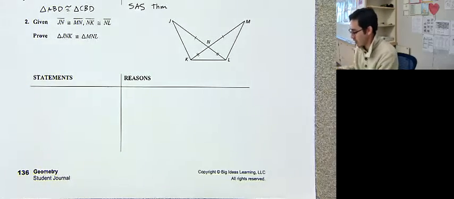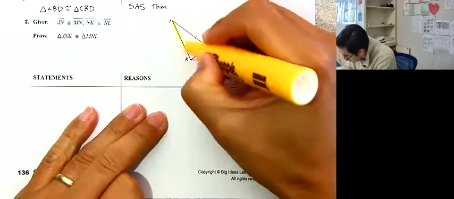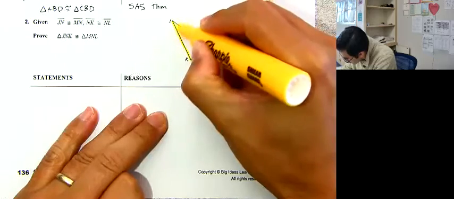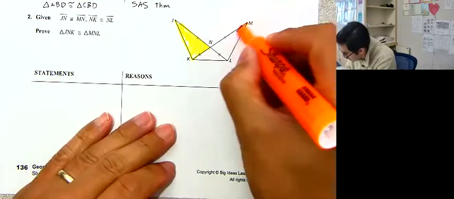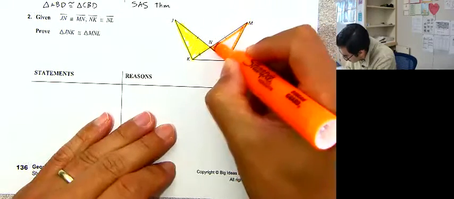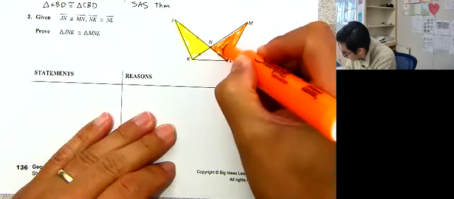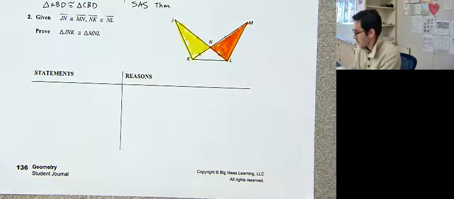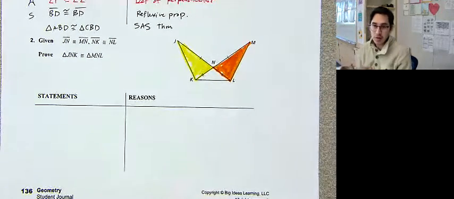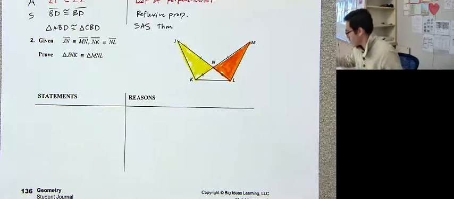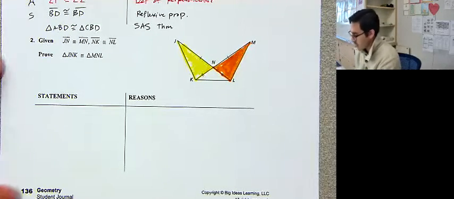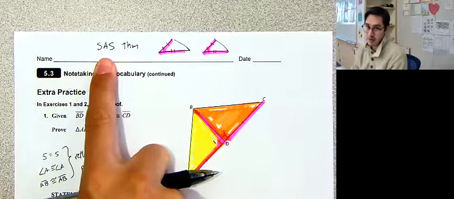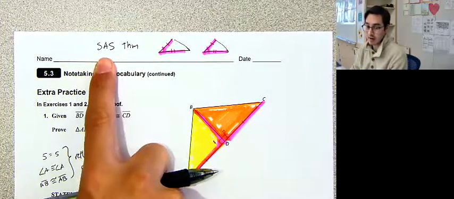So I'm going to go ahead and color these triangles. JNK is that triangle right there, the yellow one, and MNL is going to be this triangle right here. So can we prove that the yellow triangle and orange triangle are congruent? I already know that I want to use the side angle side theorem to do this.